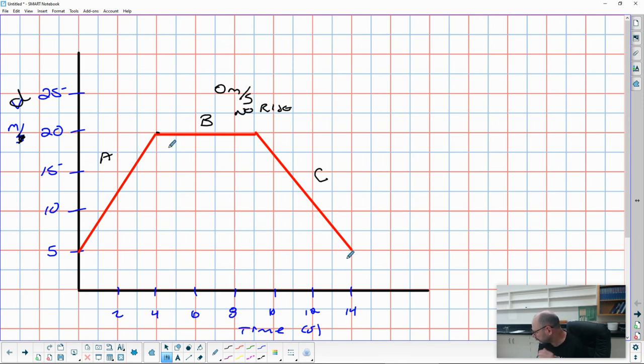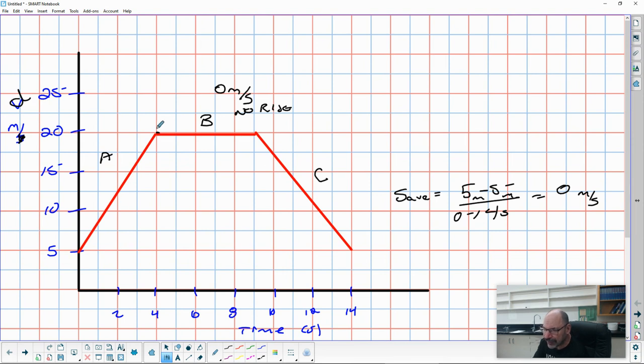So your basic average velocity or average speed was 5 minus 5 over 14 minus 0. So that would equal 0. Okay, because basically you didn't move anywhere. You came back to where you started from. So those two are pretty easy.